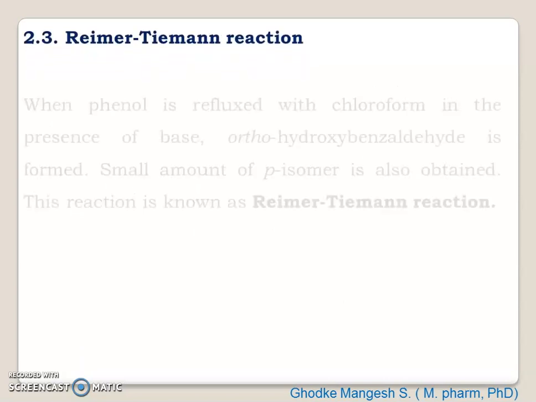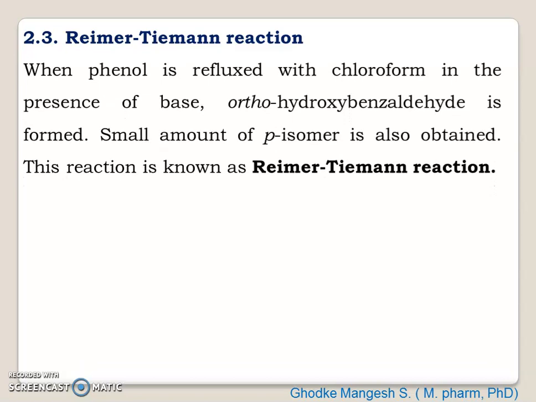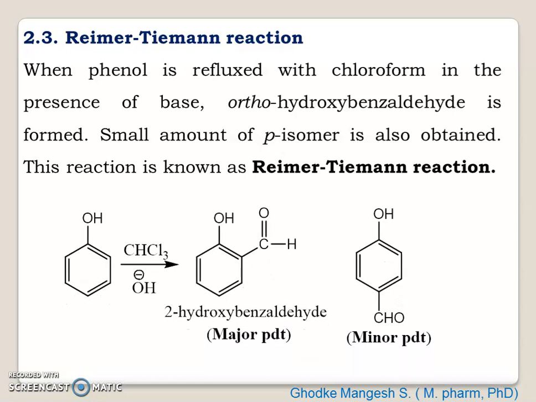The next reaction is the Reimer-Tiemann reaction. When phenol is refluxed with chloroform in the presence of base, ortho-hydroxybenzaldehyde is formed. A small amount of the para isomer is also obtained. The overall reaction is called the Reimer-Tiemann reaction. So this is the general reaction. Phenol is reacted with OH group in the presence of chloroform, CHCl3. So it will form 2-hydroxybenzaldehyde as the major product and para-hydroxybenzaldehyde as the minor product.